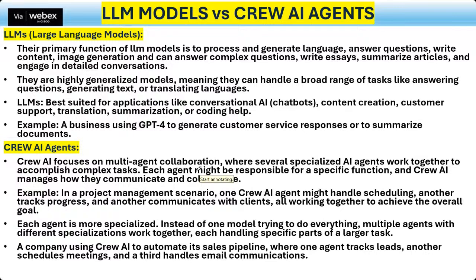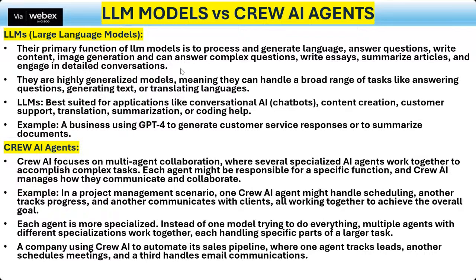So rather than assigning the work to multiple people, it can assign the tasks to multiple agents and everything is done automatically, guys. For example, as I told you, the example of a bakery, and another example in a project manager scenario, a management scenario, CrewAI agents schedule the jobs, track progress, and communicate with the client, all working together to achieve the overall goal. Each agent is more specialized instead of trying to do everything. Multiple agents work together and each handles a specific part of a large task.